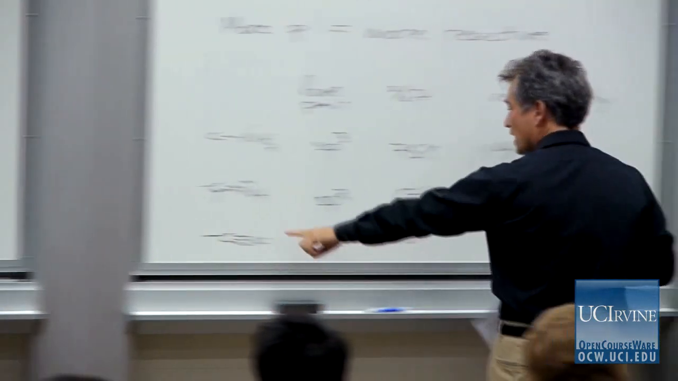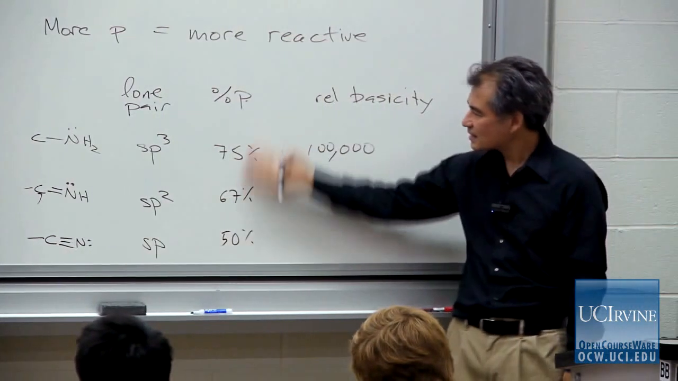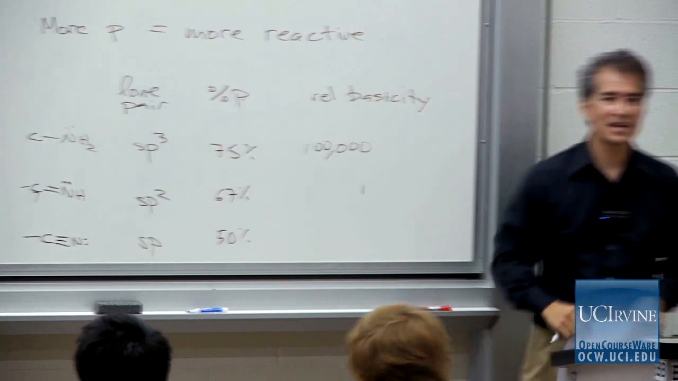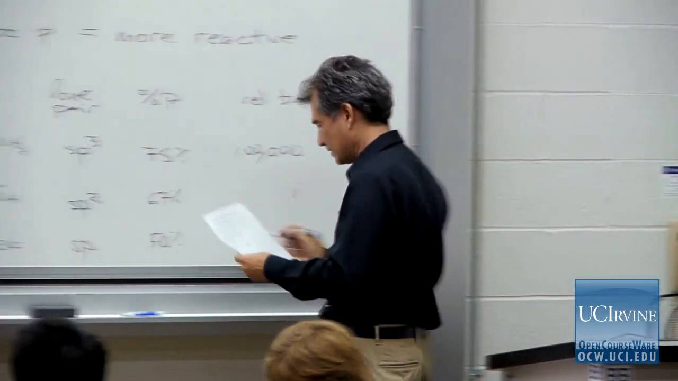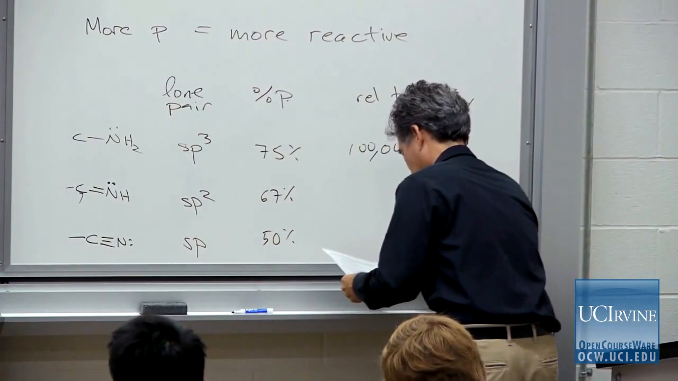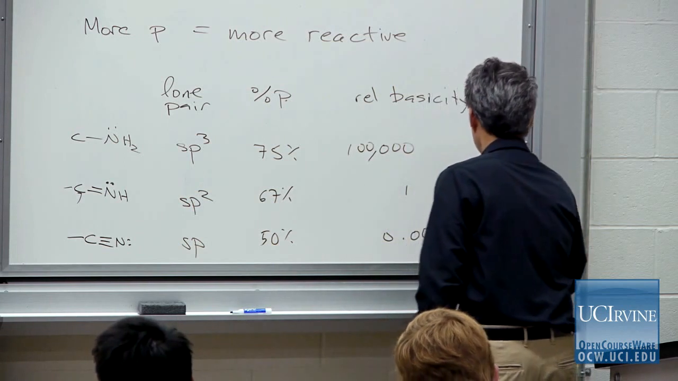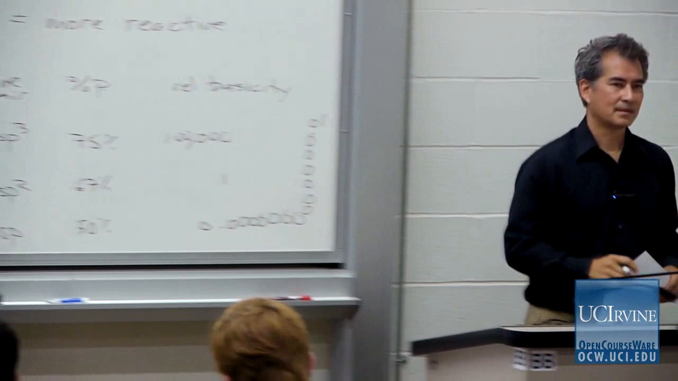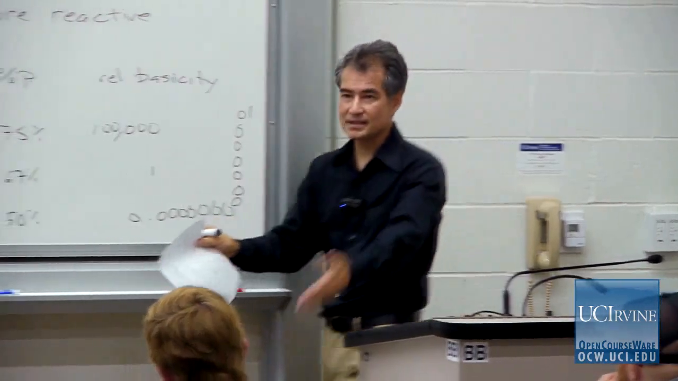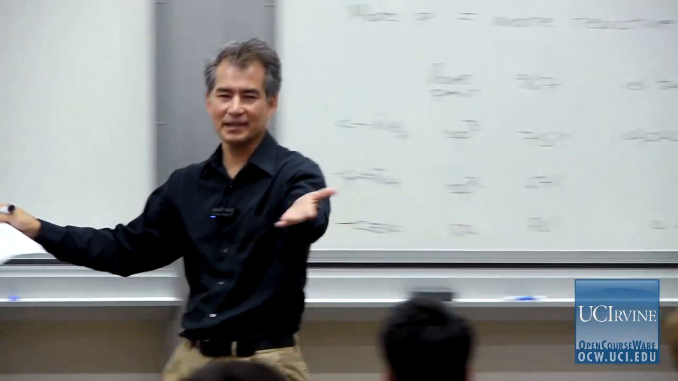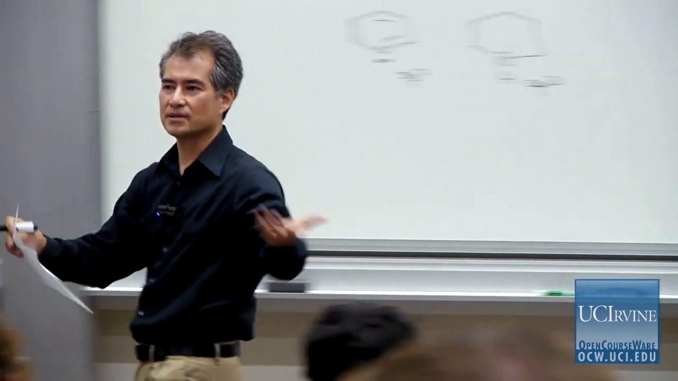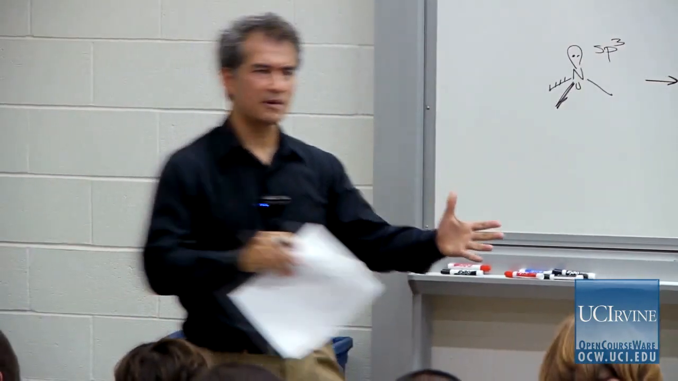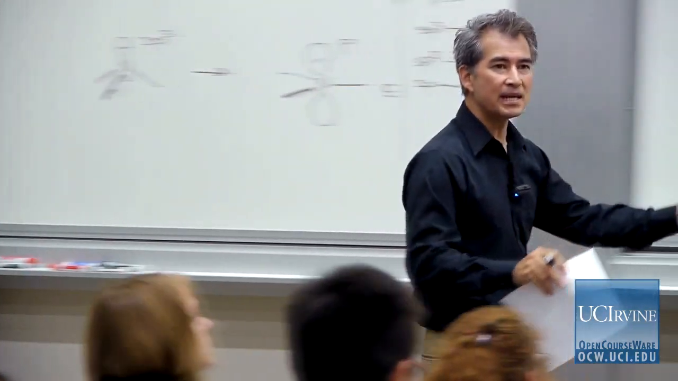Now if I come down to an sp hybridized, this is like a difference of what? I'm not good at math. 8% versus 17%. How big of a difference could that make? It doesn't matter how many zeros I drew, really. It's 15 zeros, or 10 to the minus 15. There's a huge difference in reactivity. This is the effect of p character.